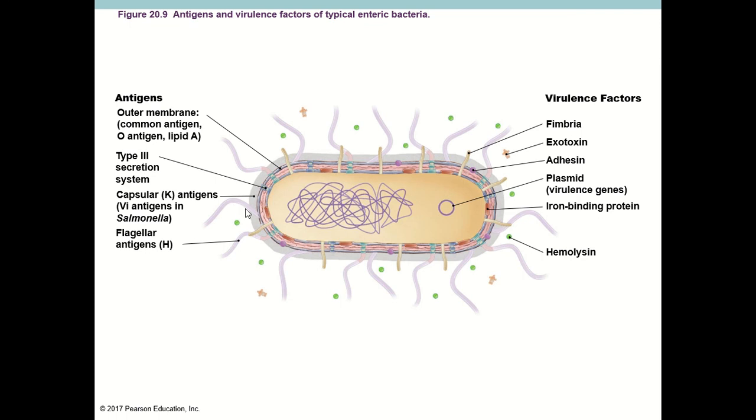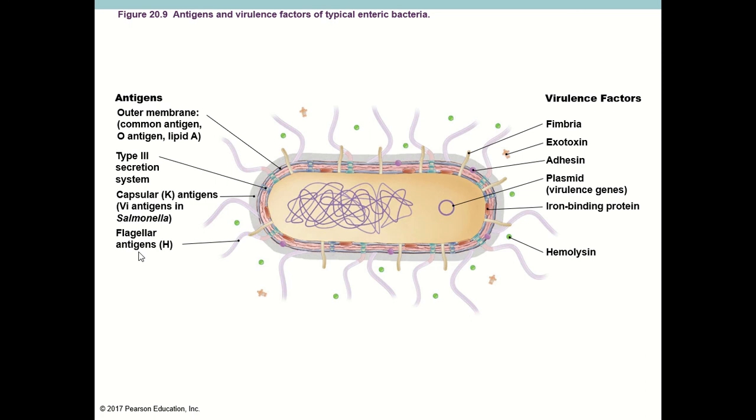Capsular K antigens. If you recall from the immune system lecture, antigens are particular moieties, particular domains found on the membranes of bacteria and viruses, for that matter. That's what antigens are, and they help them invade a host and survive within a host. Capsular antigens would be found on the capsule; they're embedded on the capsule of this bacterium here.